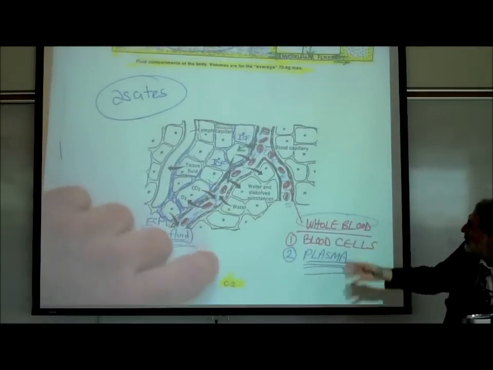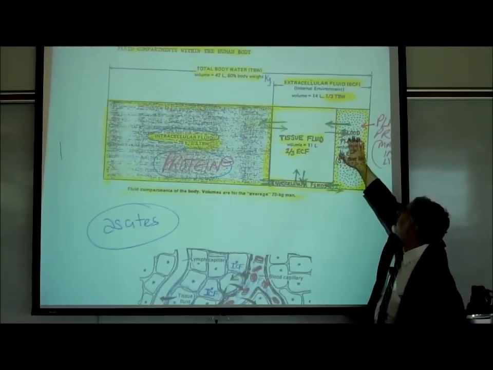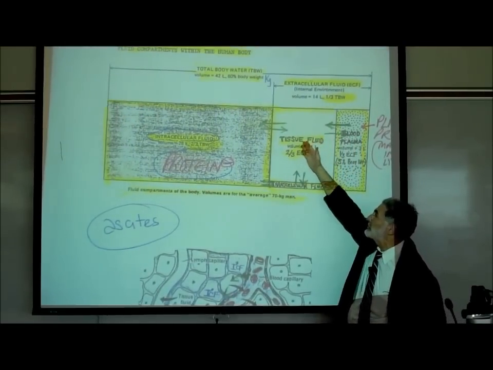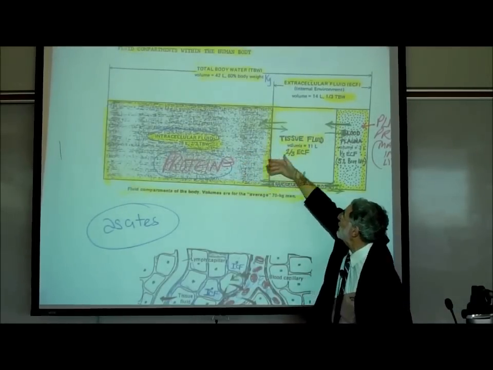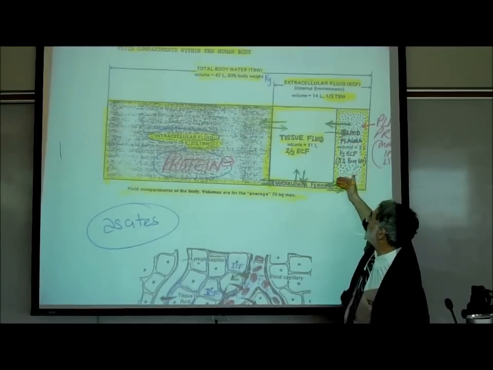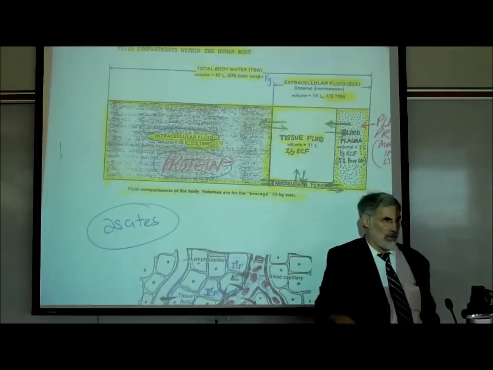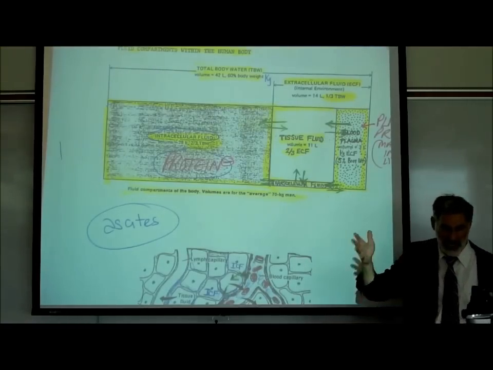All right, so this fluid, that's what we indicated here, this fluid can move. Fluid can move out of the bloodstream into the tissue fluid and then into the cells, or vice versa. It can move from the cells into the tissue fluid and into the bloodstream. It can move from the bloodstream into the transcellular fluid compartments. That's what happens commonly with trauma or injury.